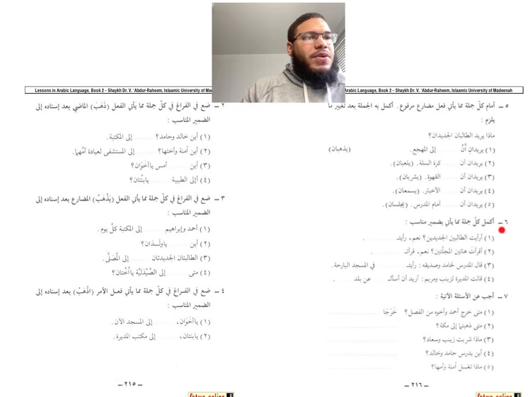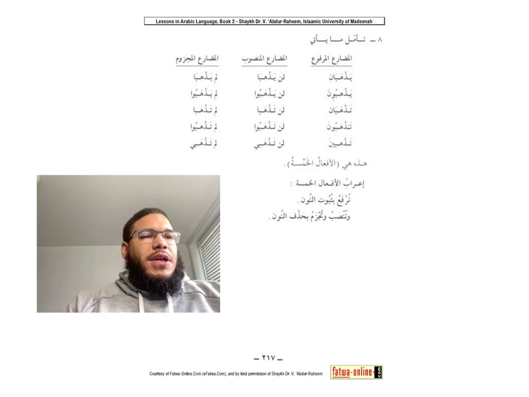The next one says أكمل كل جملة مما يأتي بالضمير المناسب. Complete the following sentences with the appropriate pronouns. Okay, so أرأيت الطالبين الجديدين? نعم رأيت. What's the pronoun going to be? I'll help you with this one. رأيتهما. I saw them both. So then you will finish the rest of them inshallah. And أجب عن الأسئلة الآتية. Answer the following questions.